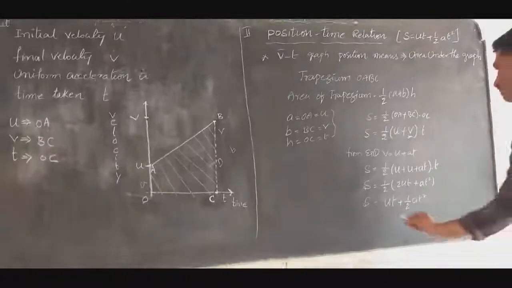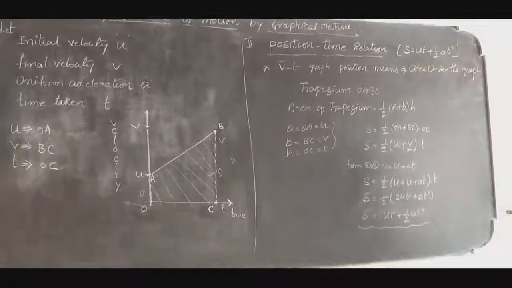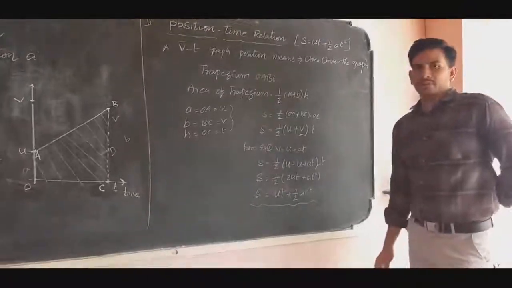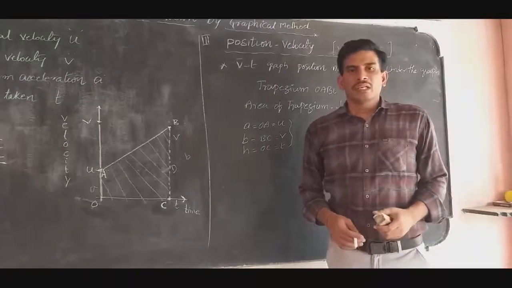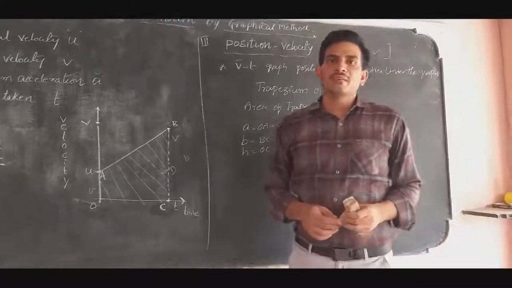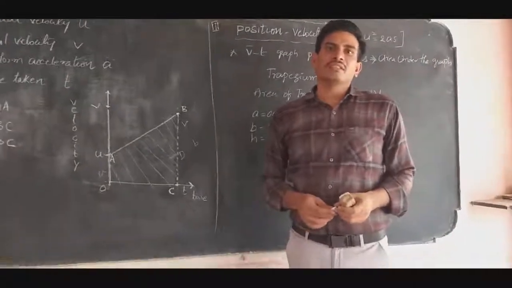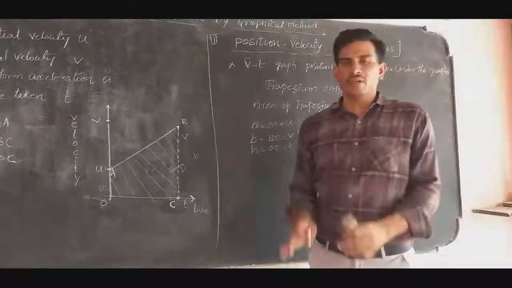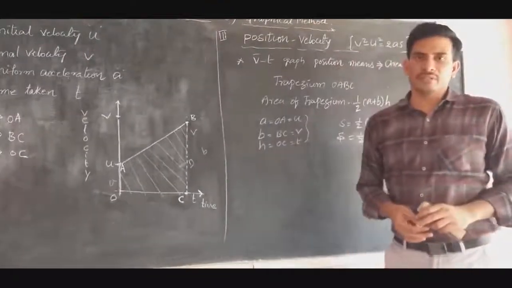So this is the second equation of motion. S equals ut plus half at square. Third equation of motion, that is the position velocity equation. So it gives the relation between position S and the velocity V with the uniform acceleration.